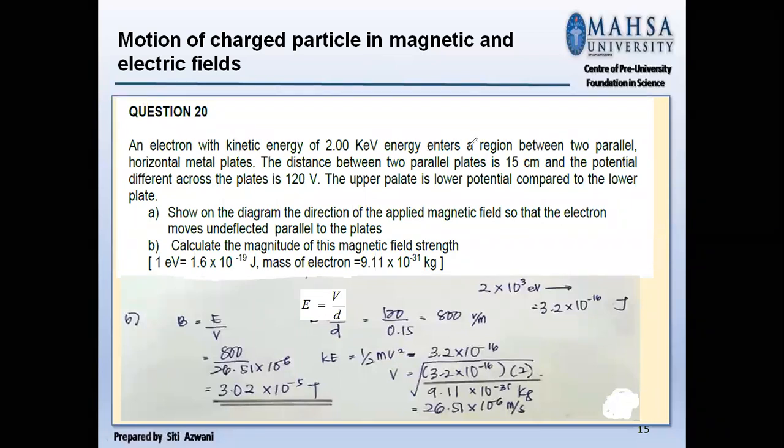Now you have a question here. It gives the value of the energy. The distance between the two plates is 15 cm, and the potential difference across the plates is 120. Let's do the working here. Solution for part b: they want you to calculate this magnetic field.